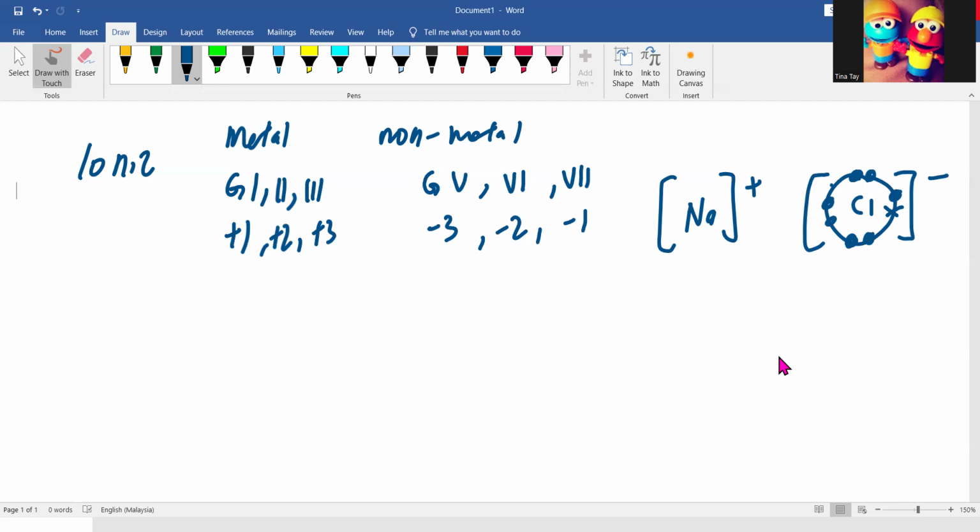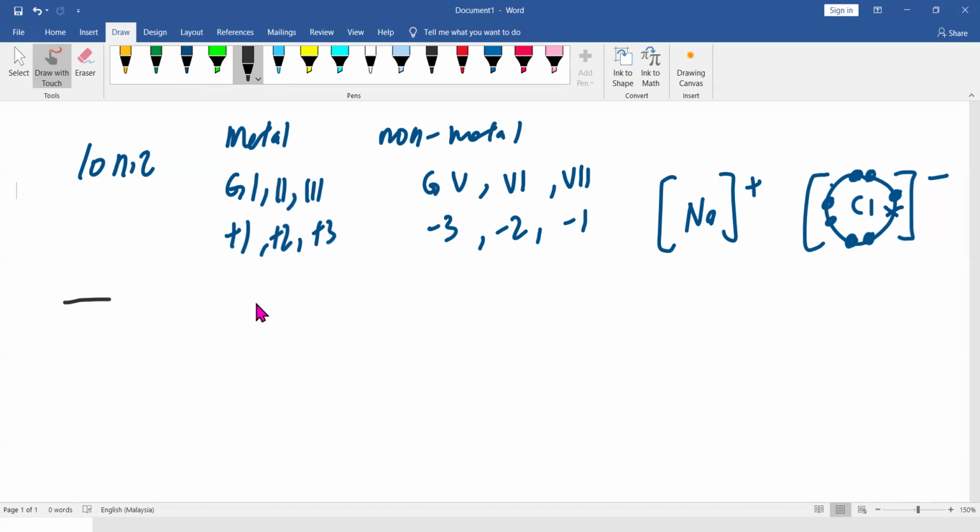Okay, so we have talked about ionic. Ionic forms a giant lattice. It goes on and on and on and on. They have strong electrostatic force of attraction. They have high melting point, high boiling point, and they conduct electricity only when molten or aqueous, but not in solid form. All right. So that's the first thing we learned when I met you.